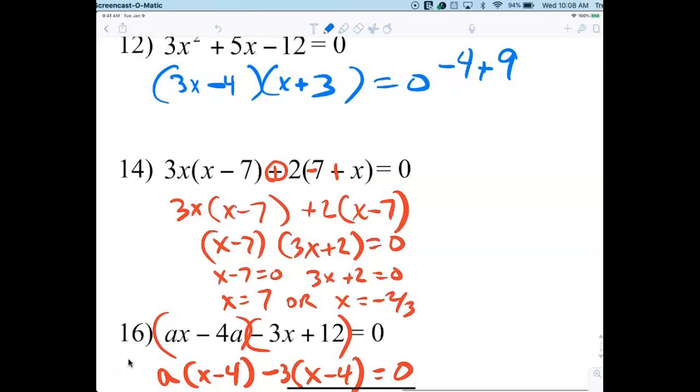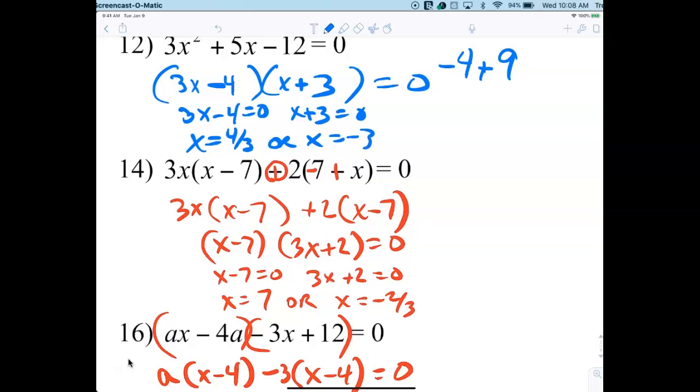Thomas and Jack, 3x minus 4 equals 0, and x plus 3 equals 0. You with me on that, Thomas? And so now, solving that, x equals 4/3 or x equals -3. Ms. Pliego, how's that?